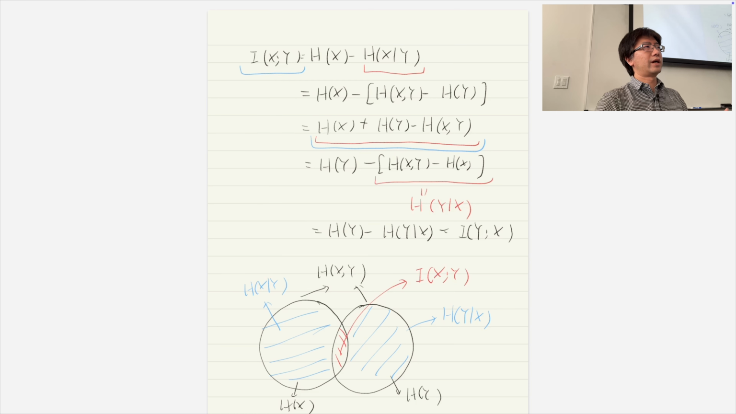Very good. It doesn't mean these are sets, but they represent sets. It's just a way to help you remember, because we have so many quantities here: mutual information, entropy, conditional entropy, joint entropy. We need to remember the relationship between all of them, and this is a good way to understand it. If you know this figure, then you should remember everything. That makes sense?